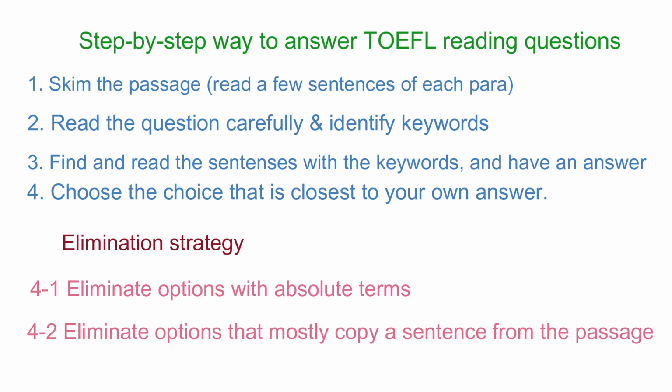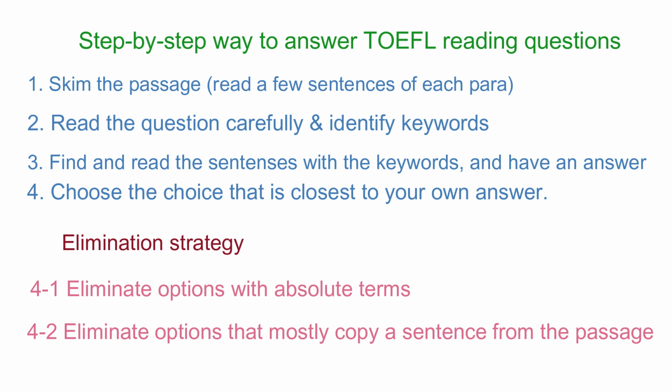The second tip is to eliminate a choice that closely replicates a sentence from the passage. Such an option is usually incorrect because it's too straightforward. The original sentence in the passage often includes limiting words like some, only, or other restrictive modifiers that qualify the statement. However, these limiting words are often omitted in the answer choices.